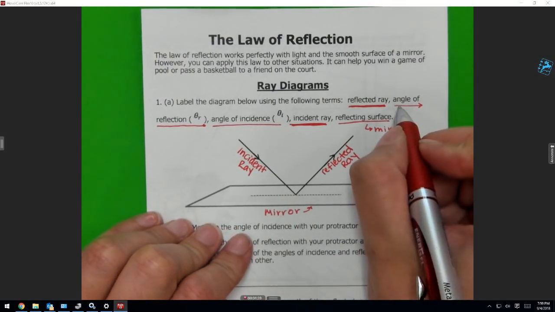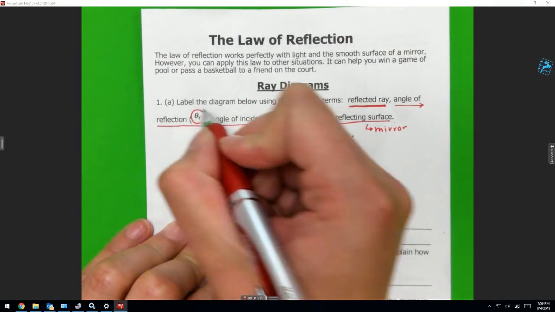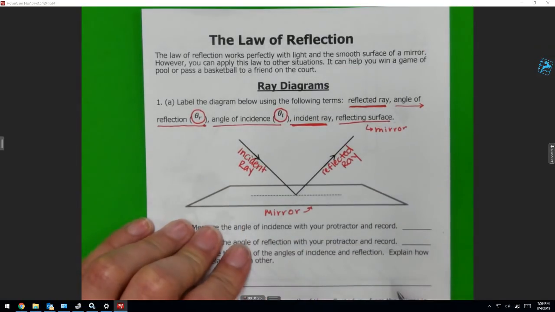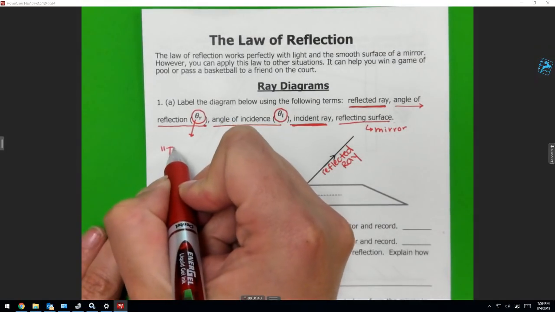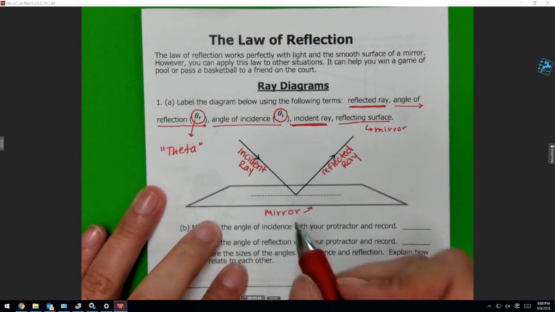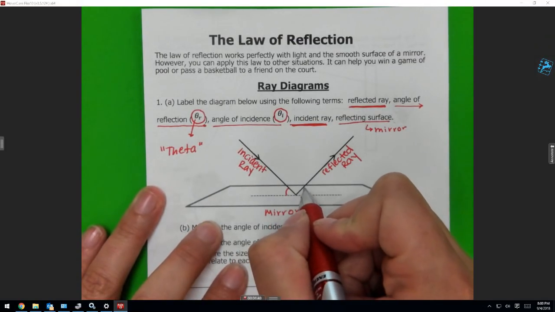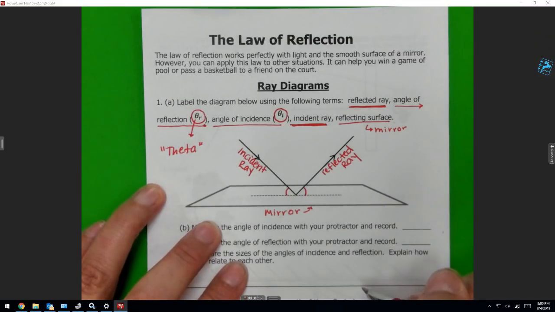And then we have an angle of reflection and an angle of incidence. These symbols are what we're going to use to talk about those 2 angles. And that circle symbol is called theta. So if we're going to talk about this angle right here and that angle right there, which one do you think we're going to label as the angle of incidence? Which one do you think we're going to label as the angle of reflection?